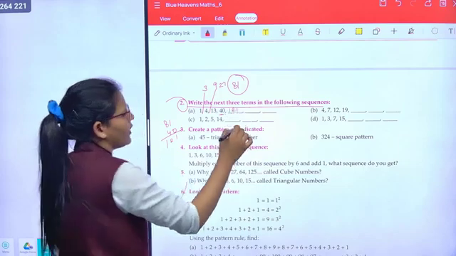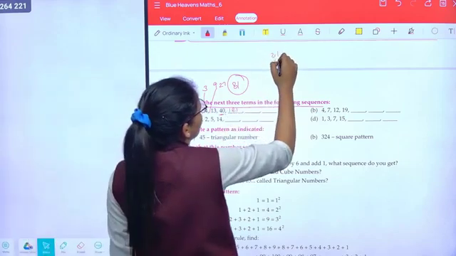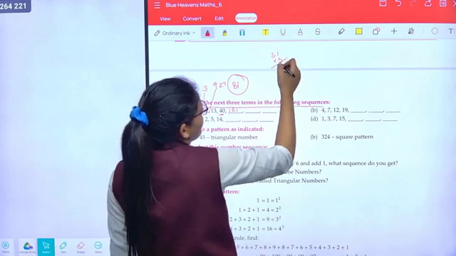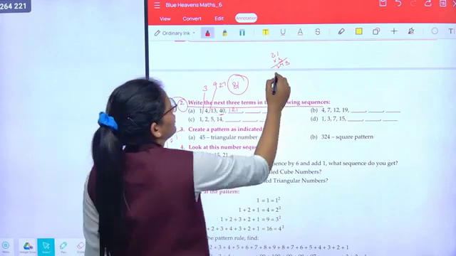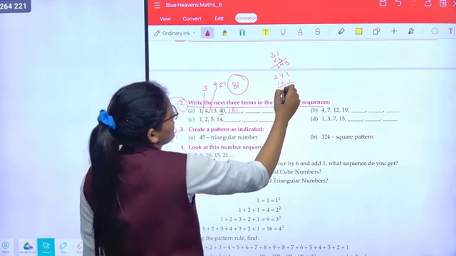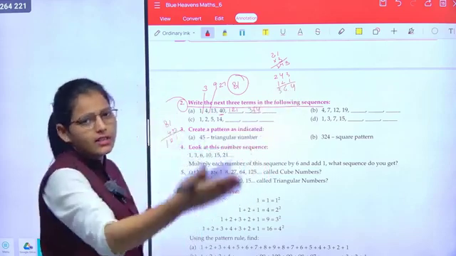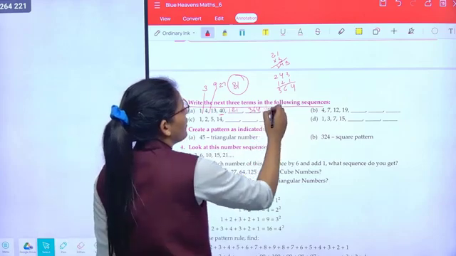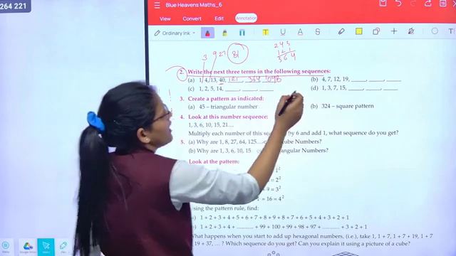Here will come 121. Now 81 3s are 243. Now 243 plus 121, that is 364. Now again मैं 3s करूंगी, that is 1092. Understand? Yes class, now see the B part.